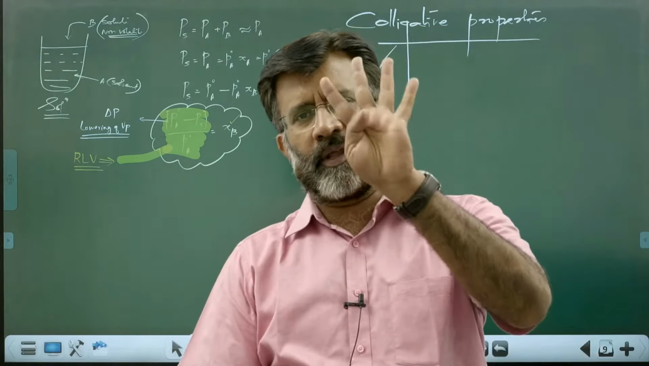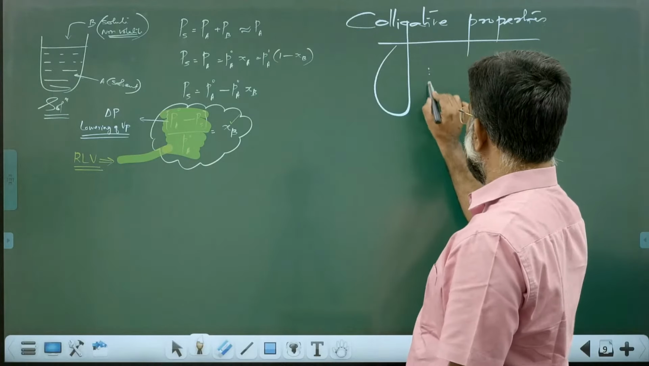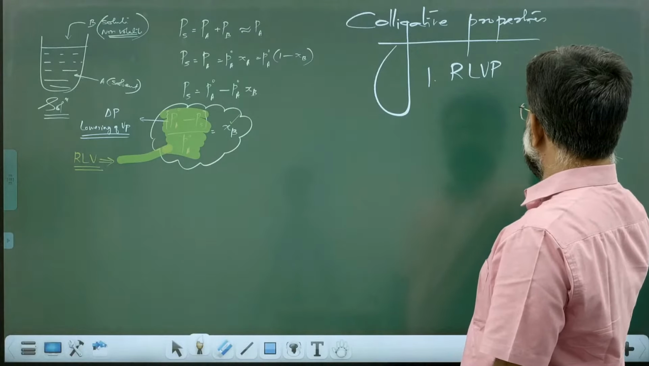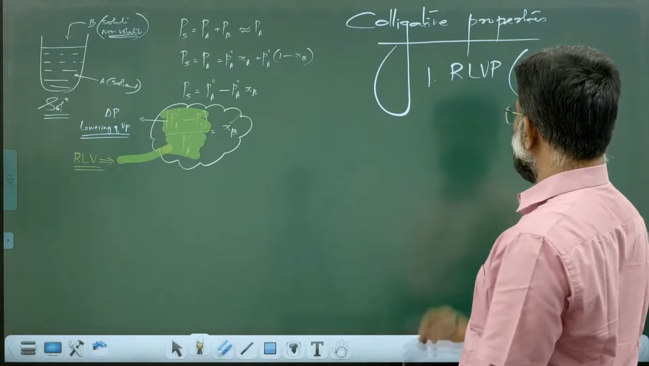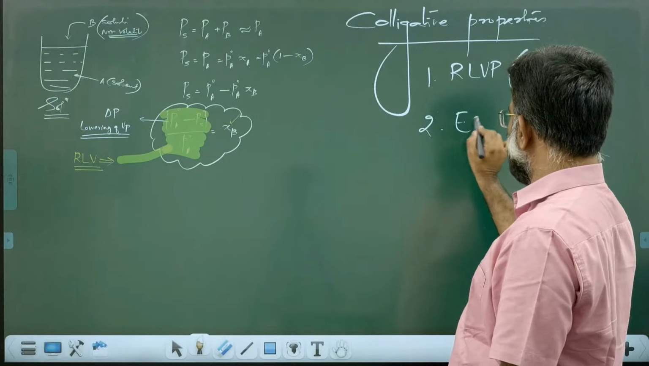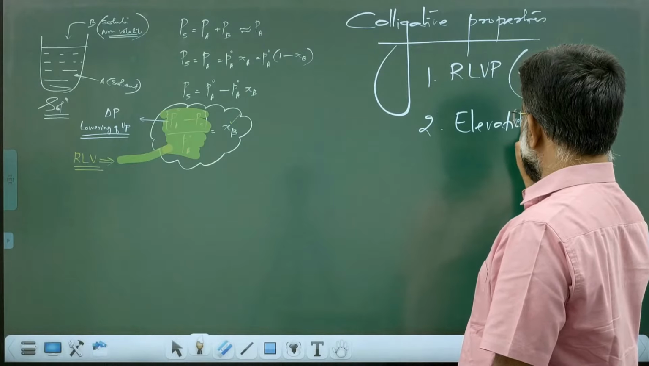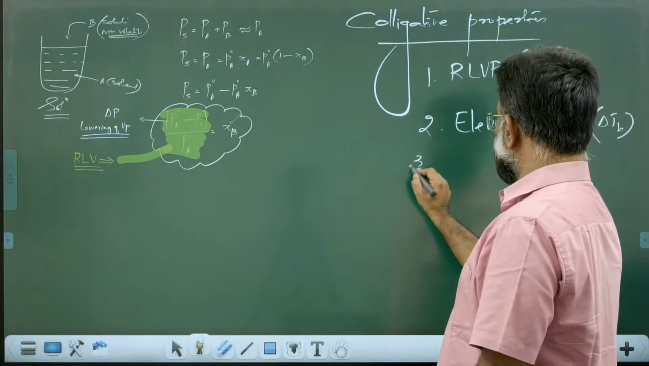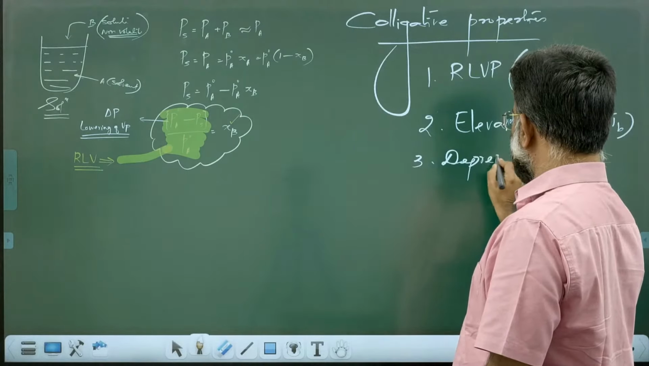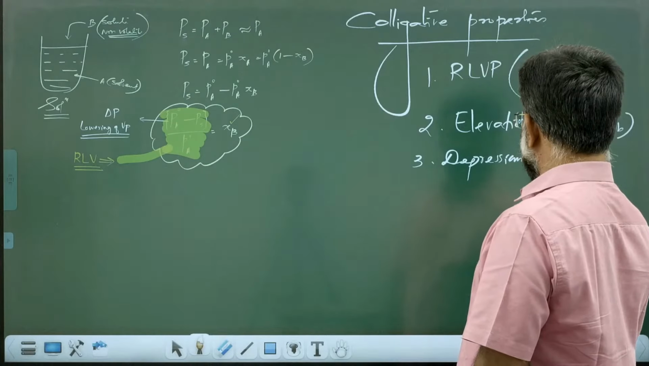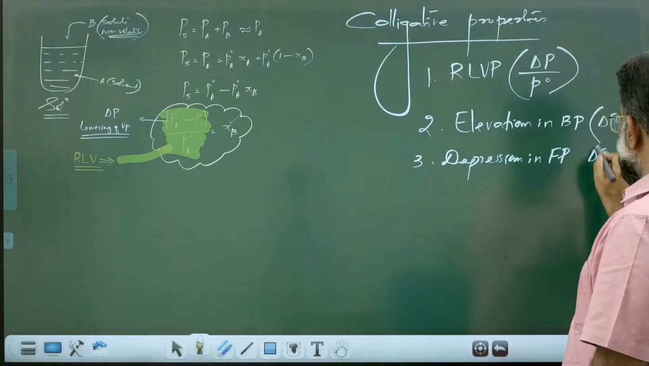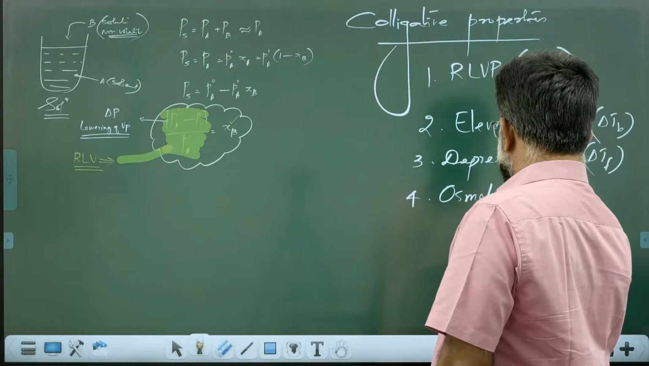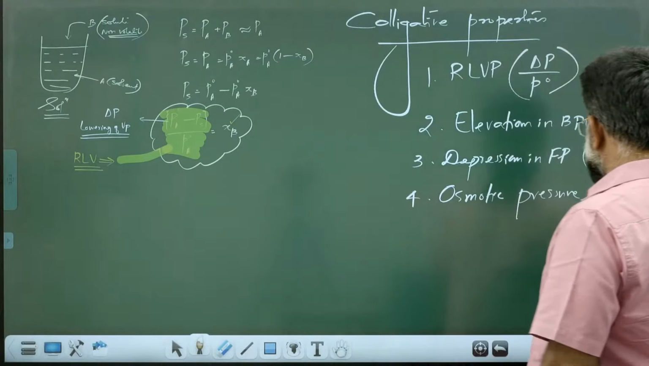And there are four important colligative properties we learn. Number one, relative lowering of vapor pressure, that is delta P by P naught. Number two, elevation in boiling point, delta TB. Number three, depression in freezing point, delta TF. And number four, osmotic pressure, represented as pi.